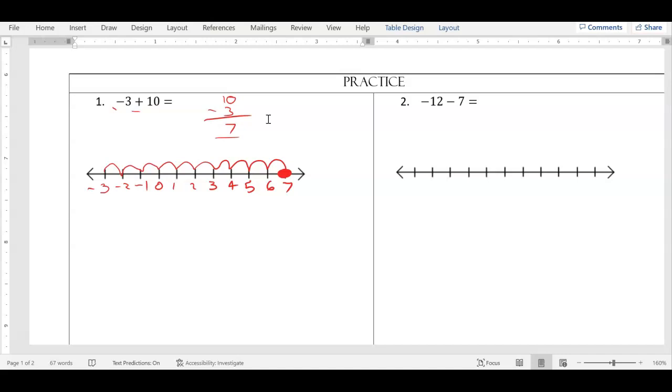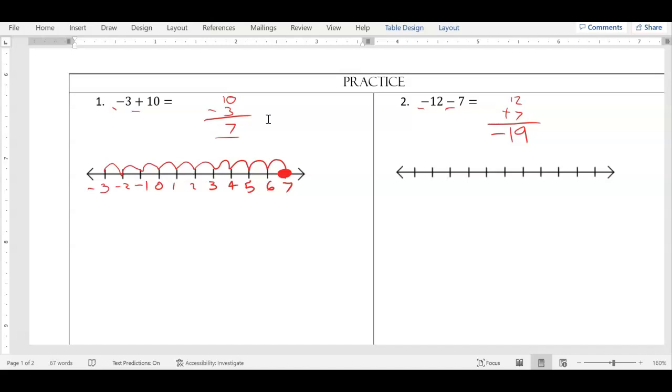Practice number 2. Hey, these match. A -12, a -7 is like a negative. When they match, remember, that's when we add them. What is 12 plus 7? 19. And you have to keep the sign, and both signs were negative. So we got -19 for that one.